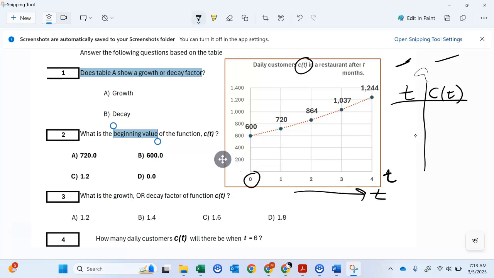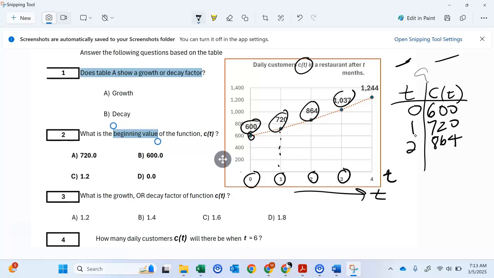So the first t, we start with 0. So that's 0 for t, but up here, this point right here is 600, okay? 600. And then we get 1, and then we get 720, 2, 864, 3, 1037, 4, 1244. Okay, good.